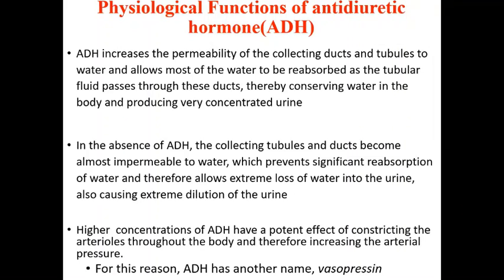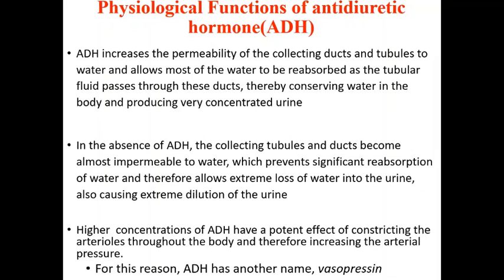So higher concentrations of ADH have a potent effect on constricting the arterioles throughout the body and therefore increasing the arterial pressure. So the other name of ADH is arginine vasopressin. It can go to the blood vessels and bind to arginine vasopressin receptors, or ADH receptors, and cause vasoconstriction. So if it's causing vasoconstriction, it is increasing the total peripheral resistance, so blood pressure will increase. It can also cause an increase in venous return because there is venous constriction. So much of the blood is returning to the heart.